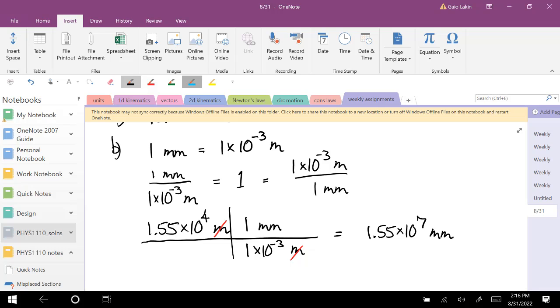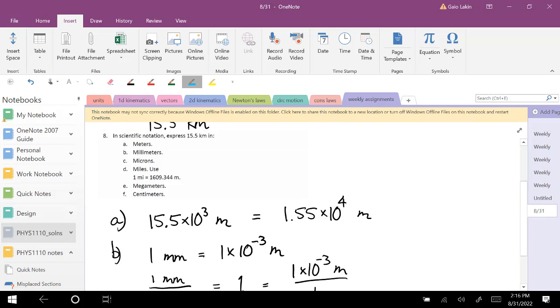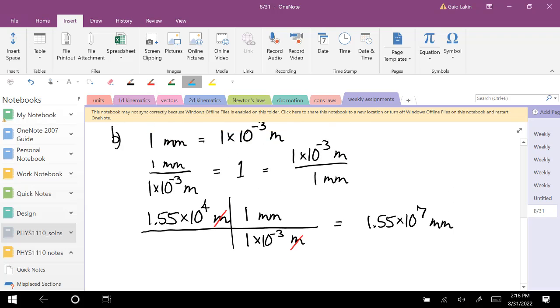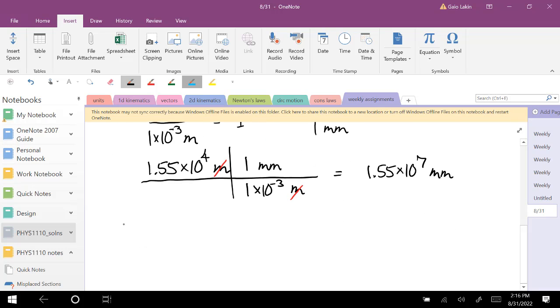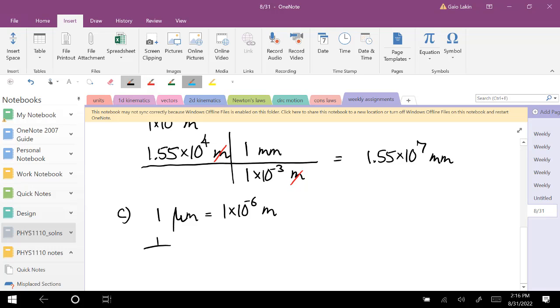Any other questions on that one? Okay, and then part C, now we want to go to microns. So this is pretty similar to part B. It's just a different unit with a prefix. So 1 micron, looks like micrometer, is 1 times 10 to the minus 6 meters. So your conversion factors are 1 micron over 1 times 10 to the minus 6 meters, or 1 times 10 to the minus 6 meters over 1 micron.